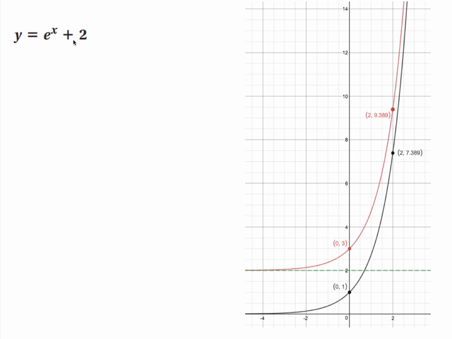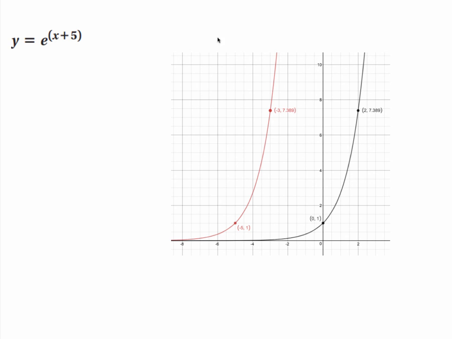While if I add this +2 here, just like with the other exponentials, this is going to move my horizontal asymptote from y equals 0 to y equals 2. And everything will be shifted up. There will be no change in the shape of the function.